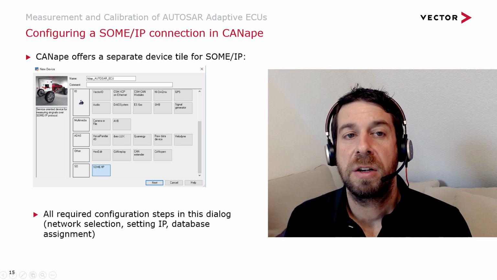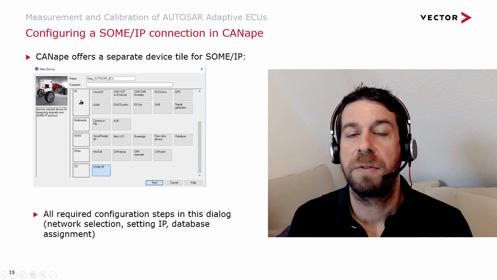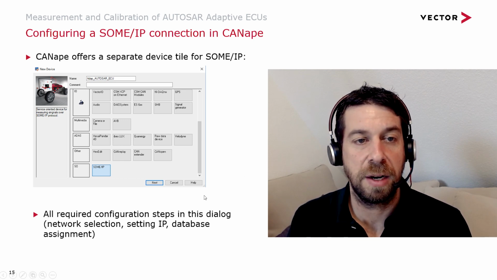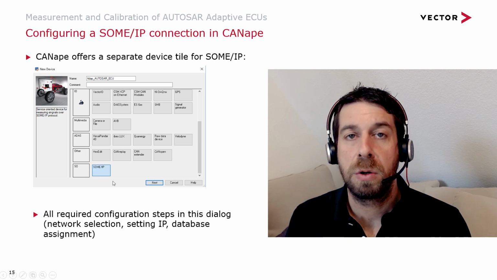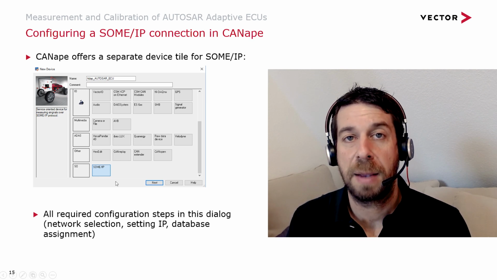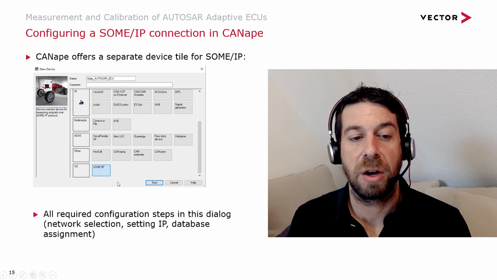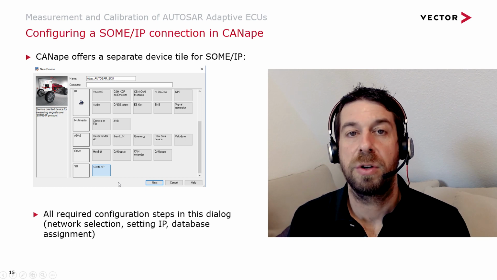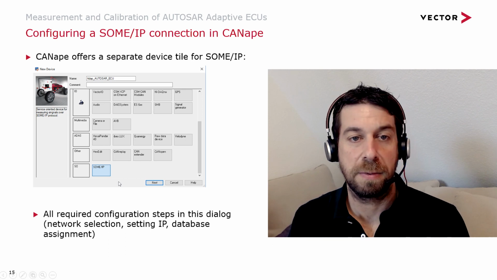How to configure a SOME/IP connection in CANape? It's very easy. CANape offers a separate device tile for SOME/IP, which you can see here in the new device configuration dialog. All required configuration steps to set up the SOME/IP communication are described in this dialog. You can set up the network you want to use, set the IP addresses, and assign the databases. Very easy.